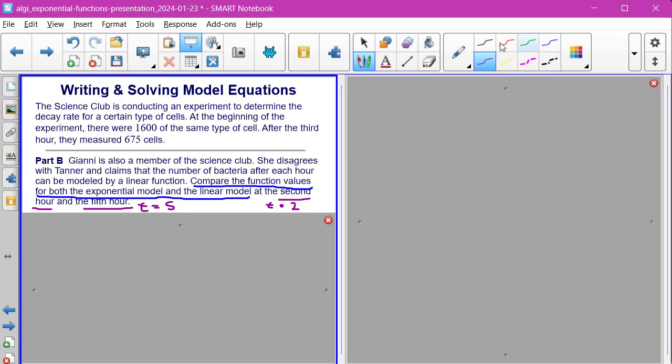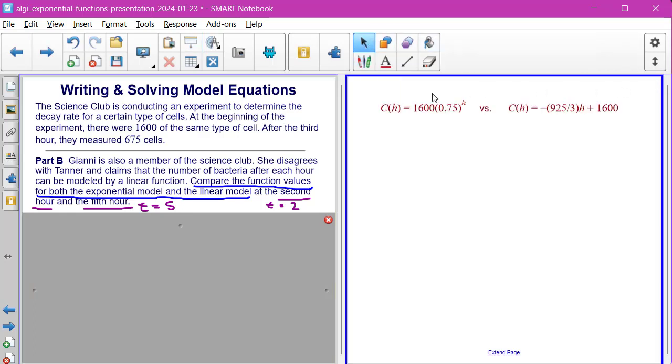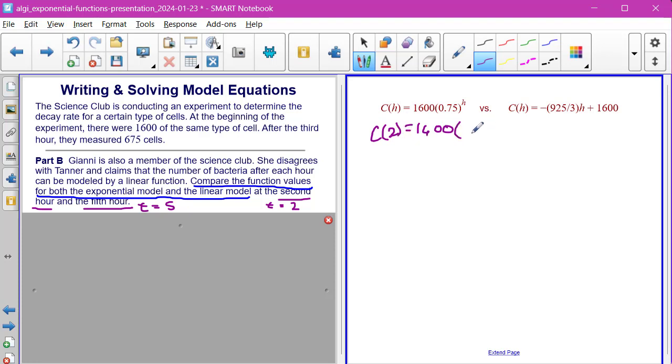So if you'll recall, our exponential model is C of h, which is equal to 1,600 times 75/100 raised to the h power, and our linear model that we found was negative 925 over 3 times h plus 1,600. So let's first substitute t equals 2 into both. So we have 1,600, this will be C of 2, times 75/100 squared. You could also think of it as 3/4 squared.